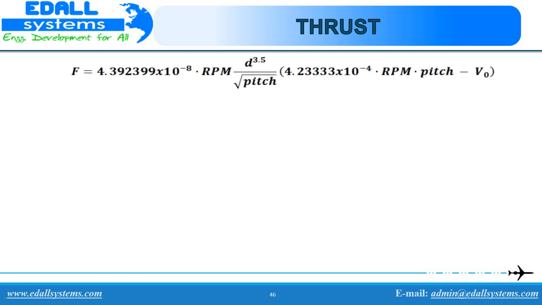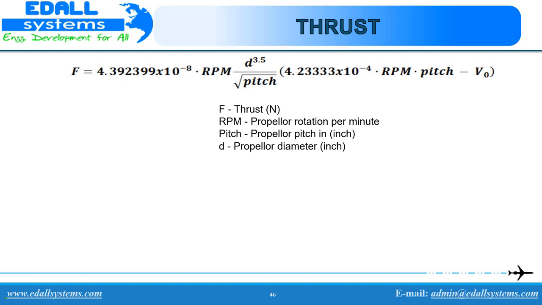Here we have the formula for finding the thrust of a flight using the dimension of the propeller and RPM of the motor. F is thrust in newtons, RPM is propeller rotation per minute, pitch is propeller pitch in inches, D is propeller diameter in inches, V0 is forward airspeed in meters per second.